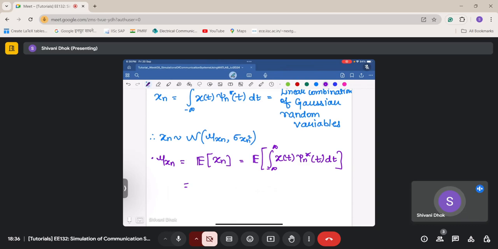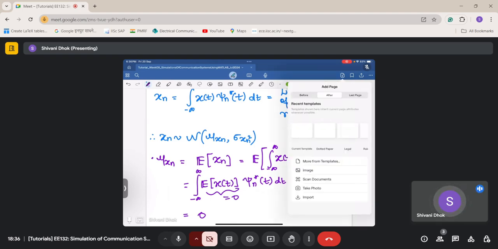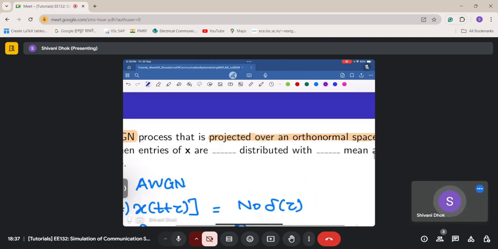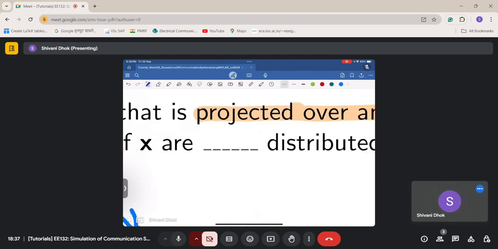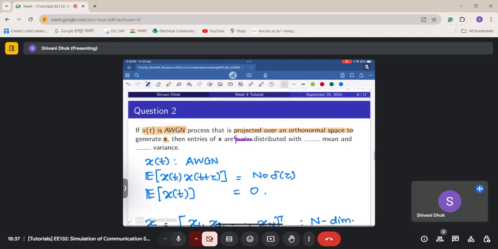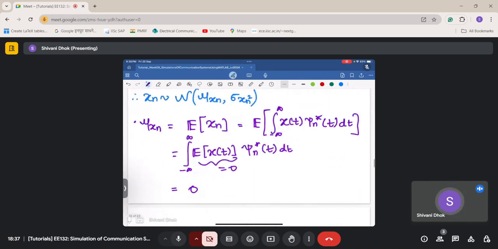Then since expectation is a linear operator, we can take it inside the integral, from minus infinity to infinity, expectation of x(t) times psi n conjugate of t. So psi n conjugate of t is a constant, it is deterministic. It is not a random variable or a random process. So the expectation of x(t) is equal to 0. So the entire integral reduces to 0. Okay, so what we have till now is that xn's are Gaussian distributed with zero mean, and now we want to figure out what its variance is.